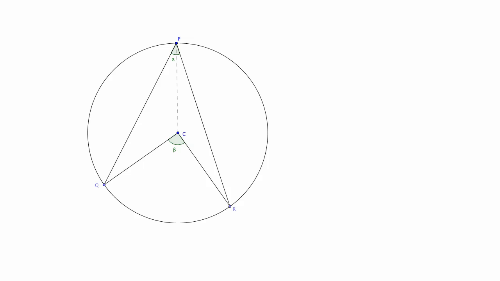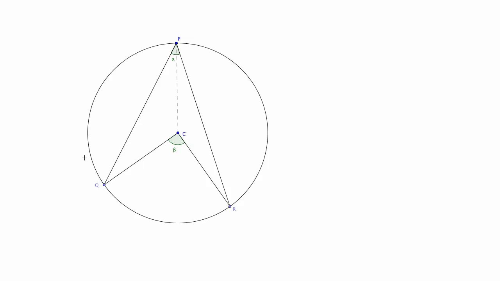We'd like to prove the central angle theorem that says if you have 2 points on a circle, Q and R, then the central angle, so the angle that these 2 points make at the center, beta in this picture, that angle is twice this angle alpha, which is an inscribed angle, QPR.